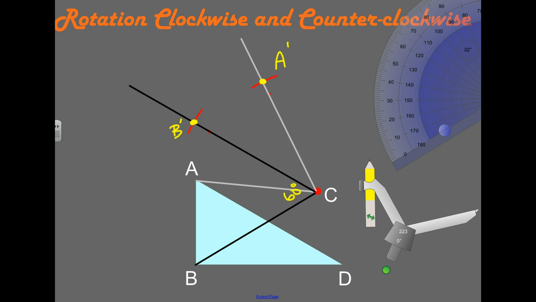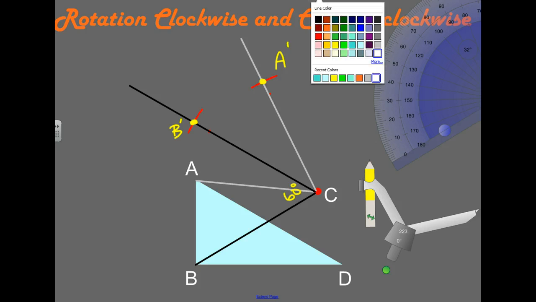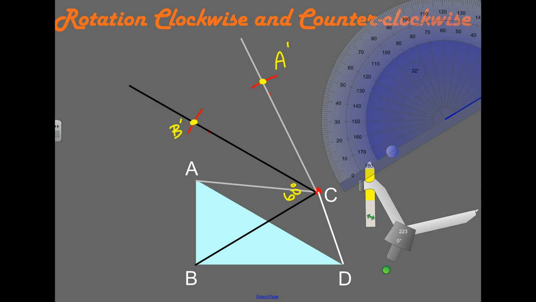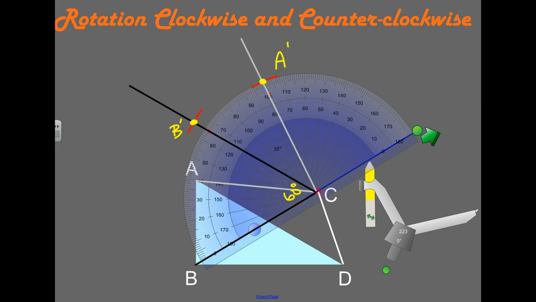And I have one more point to do, which is CD. Last line here we'll connect in white, and we'll connect C to D. If we connect C to D, and then we measure that angle, make another 60-degree angle there. Take our protractor.